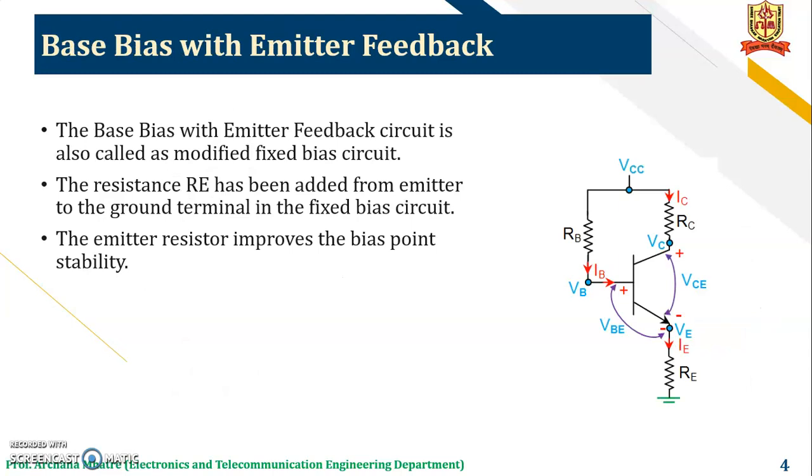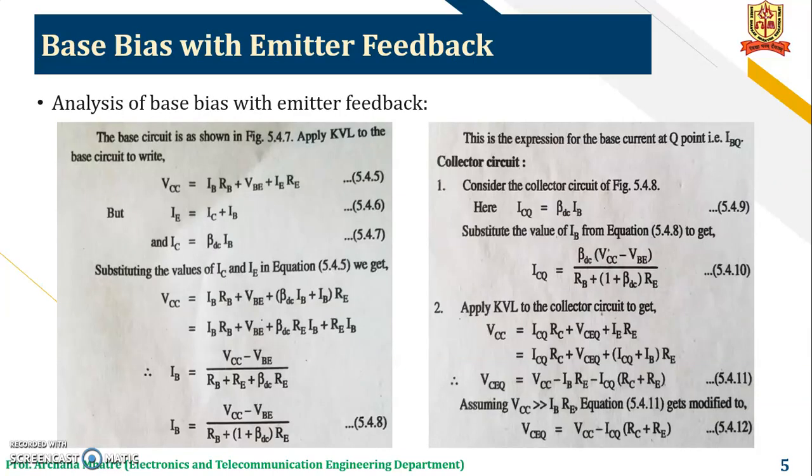Now next is base bias with emitter feedback. This circuit is as shown in the figure. The base bias circuit with emitter feedback is also called a modified fixed bias circuit. The resistance RE has been added from the emitter to the ground terminal in the fixed bias circuit. The emitter resistor improves the bias point stability.